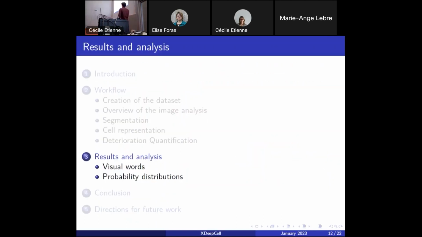So that's it for the workflow of our model. And now I will show you some of our results and analyze the data we have as the output of our model.